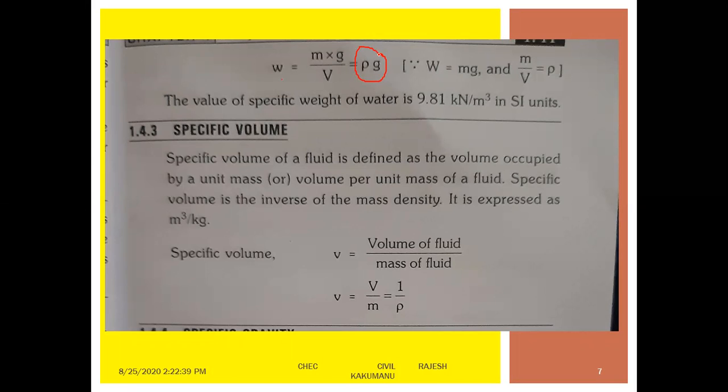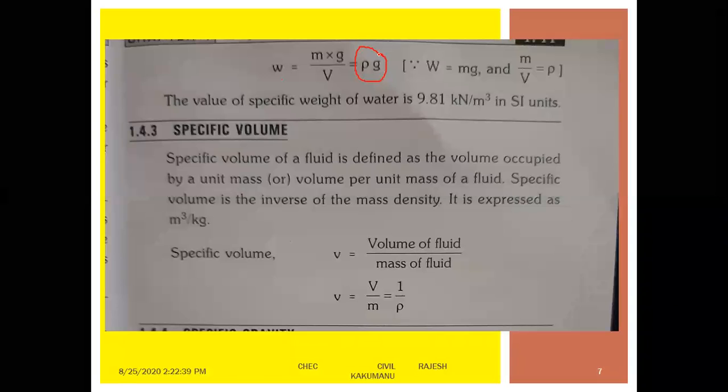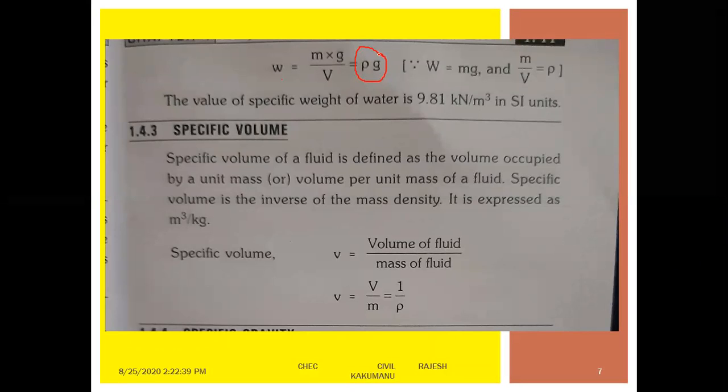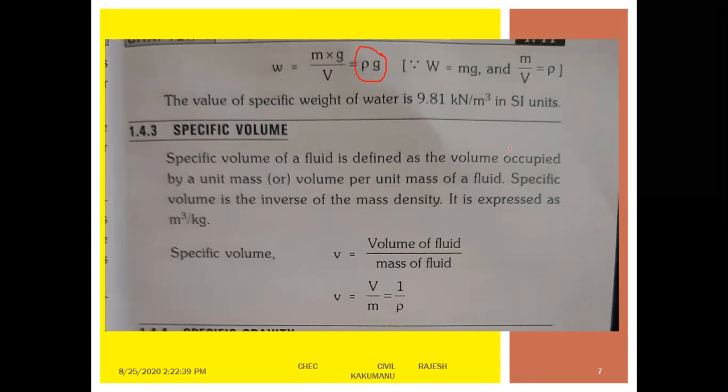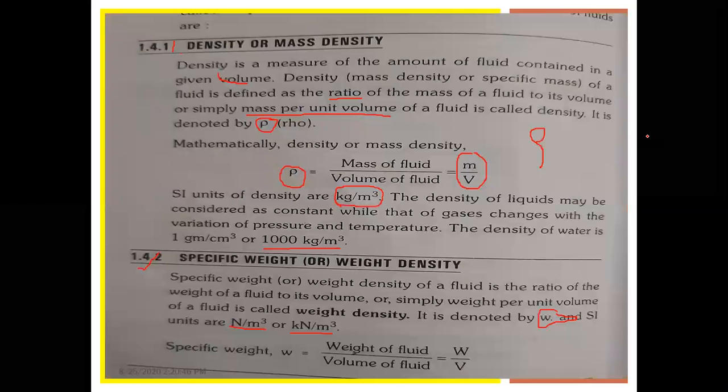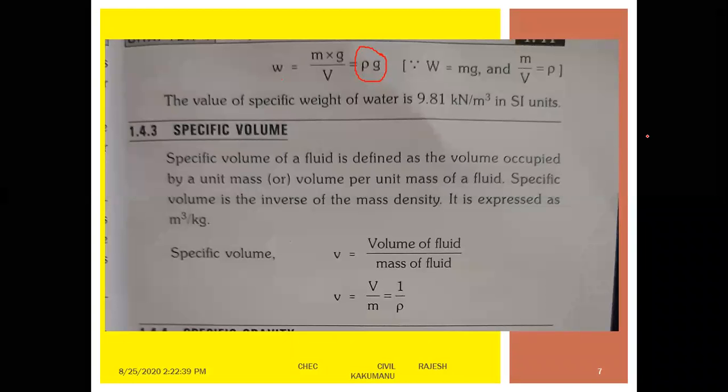So that is the specific weight of water. For any problems, if g is not given, just assume it as 9.81 kilonewton per meter cube. Okay. So that is the second definition which we have discussed in the properties. First one is mass density. Second one is weight density. Next, third one: specific volume.